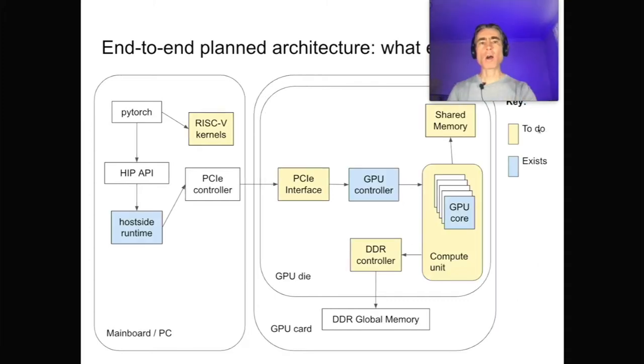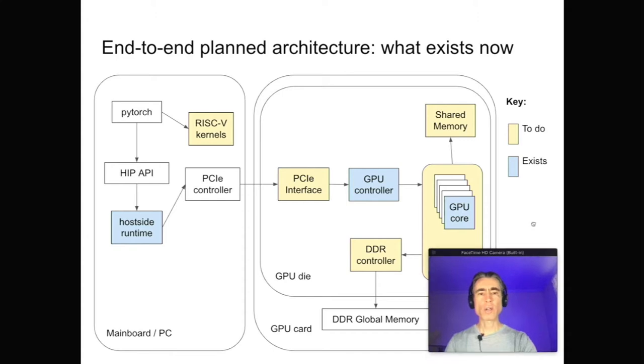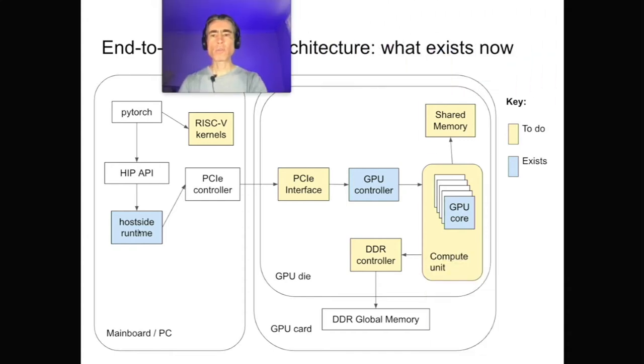All right, so of this architecture, what exists now and what is to do? In blue, we've got the things that exist now, and in yellow are the things that we need to do. We've got the host-side runtime, so that exists. We can already run C++ programs with GPU kernels in. Those GPU kernels will be transferred to what I'm running in simulation, to the simulated GPU, and will then run in the simulated GPU core.